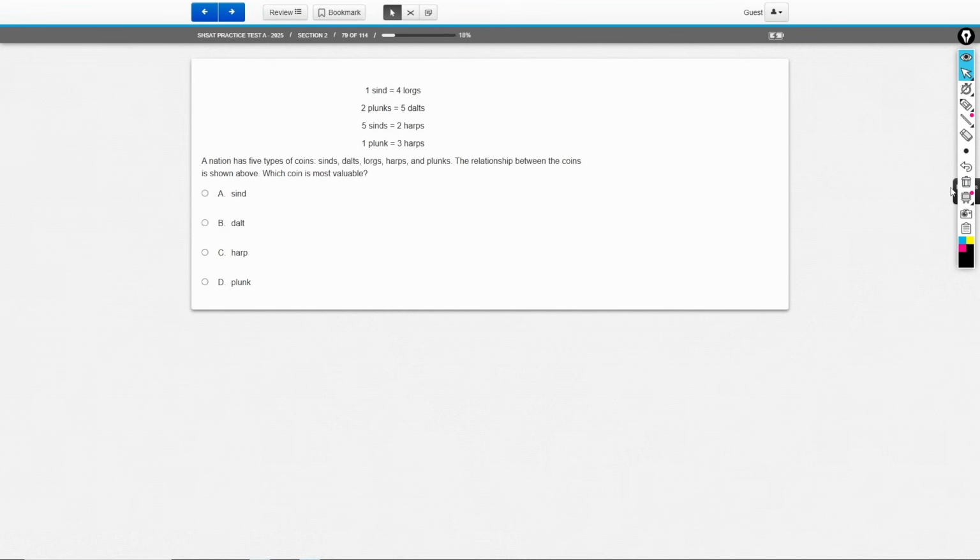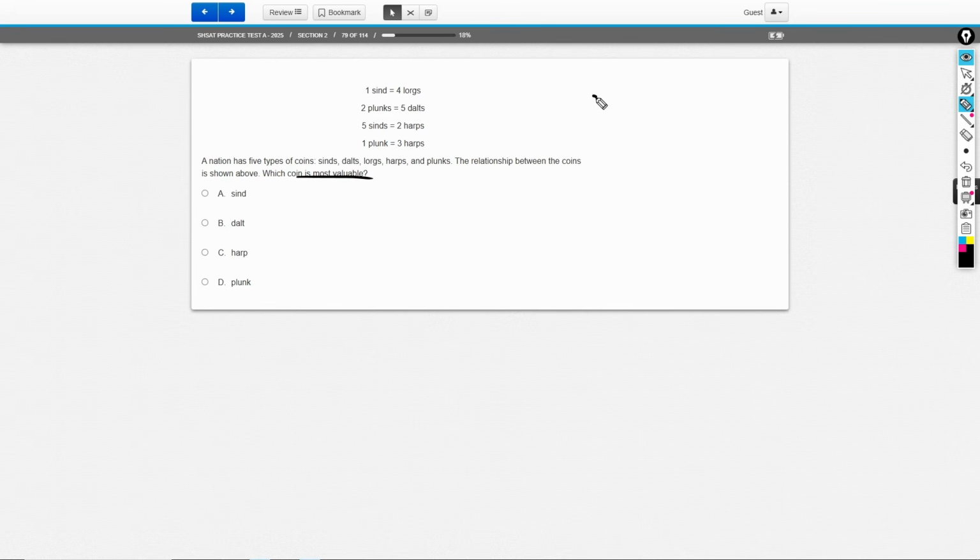All right. We know that a nation has 5 types of coins: Sind, Dalt, Lorg, Harp, and Plunk. Outrageous names. The relationship between the coins is shown above, and we want to know which coin is the most valuable coin. So how do you know if something is valuable? Well, we know something is valuable if it allows you to get more of something, right? So for example, let's think about like the US and Canada, right? Not to make this political, right?